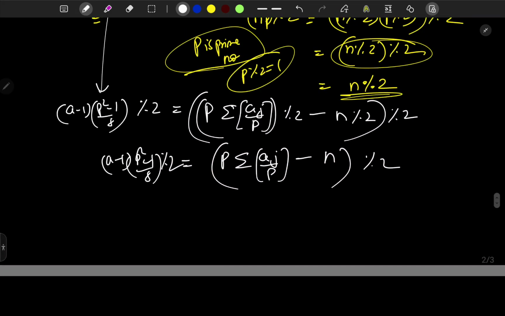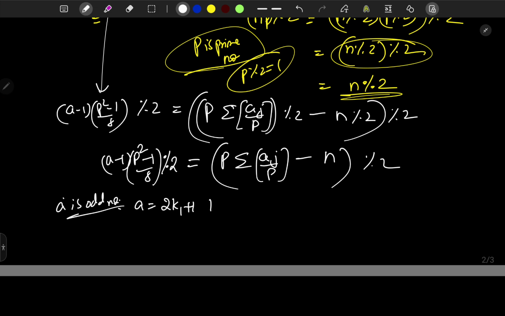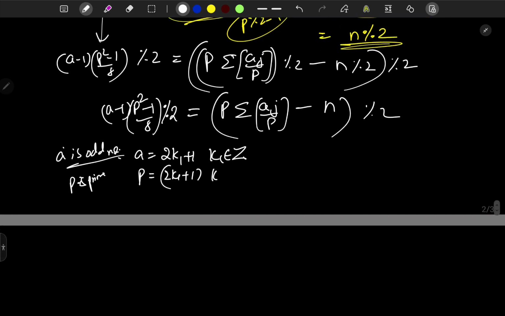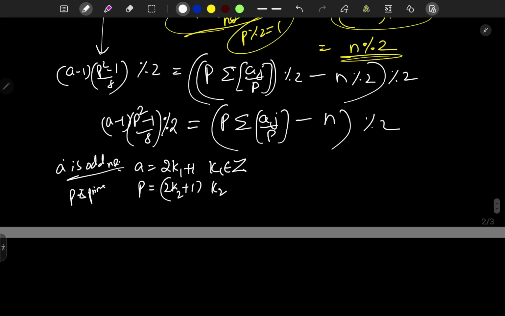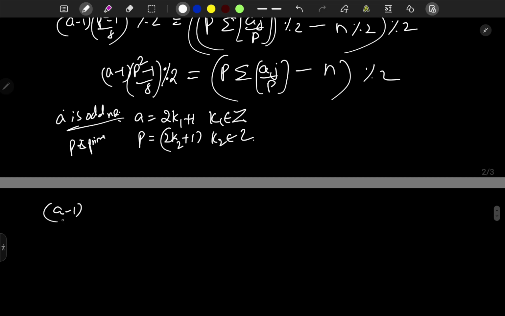So now see here, if you believe me or not, a is an odd number. So it will be of the form 2k plus 1, where k belongs to Z. It is of this form. And p is a prime number. Prime number means odd. So let's say 2k plus 1, something 2k2, another variable k2 belongs to Z. So evaluate this value first.